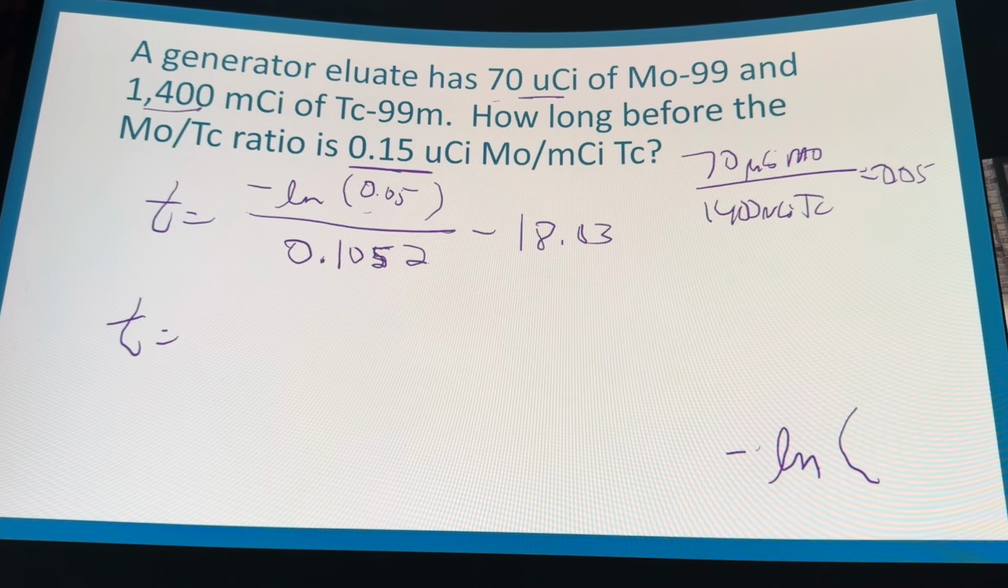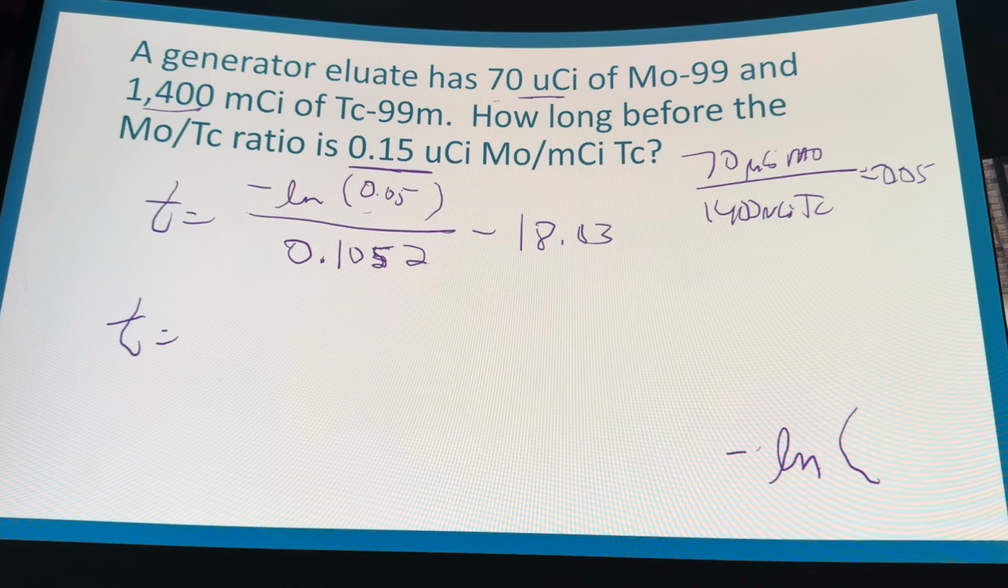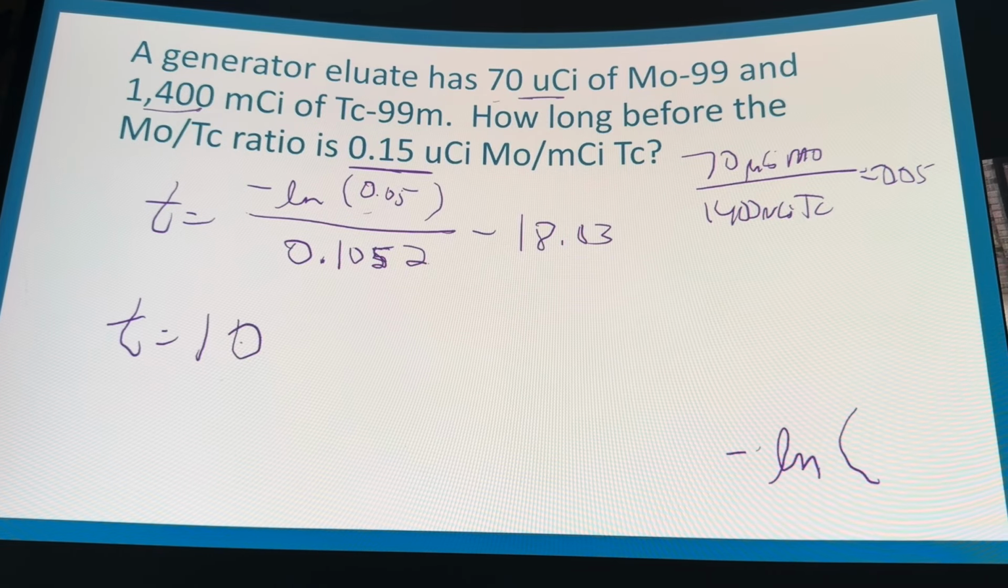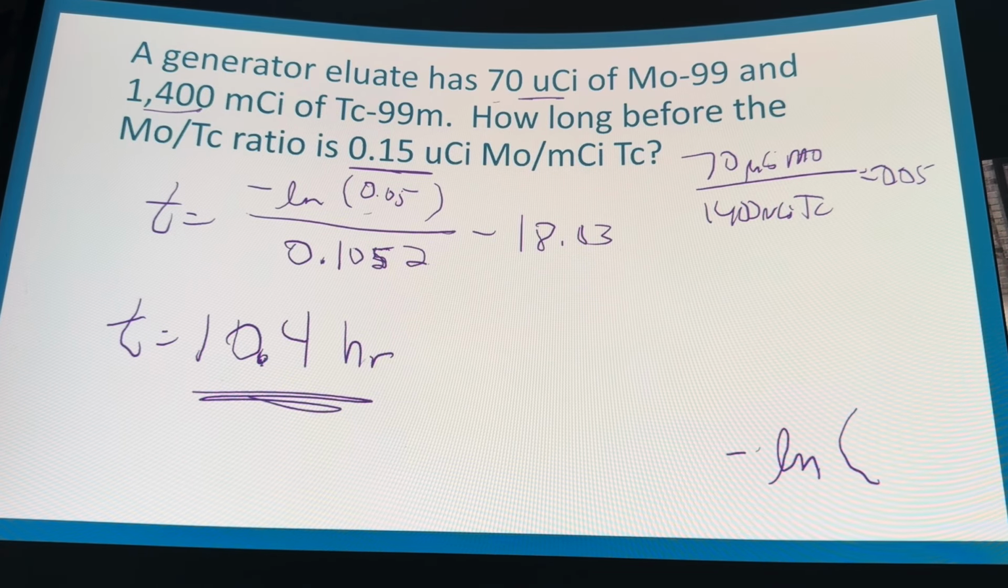It should say 2.995. Divided by 0.1052, hit enter. It should say 28.47. Minus 18.03, enter. My answer is 10.4 hours. So it expires in 10.4 hours because that's before 12 hours. If it was more than 12 hours, it would still expire at 12 hours.